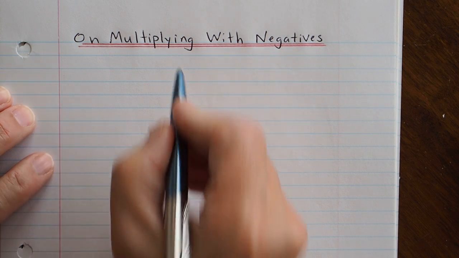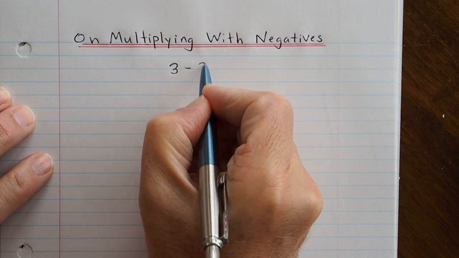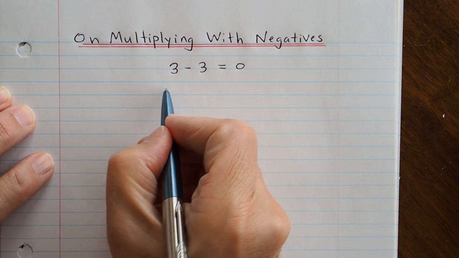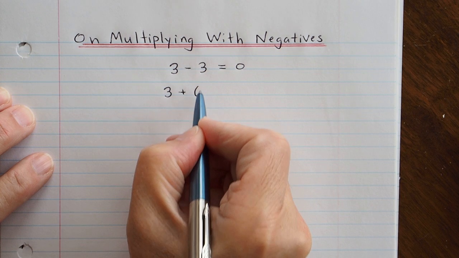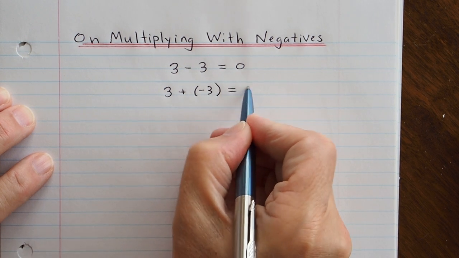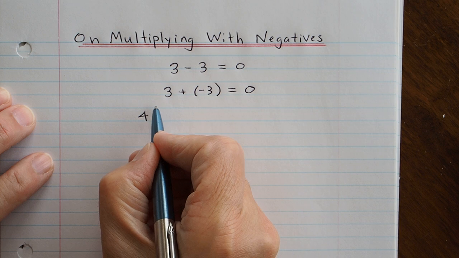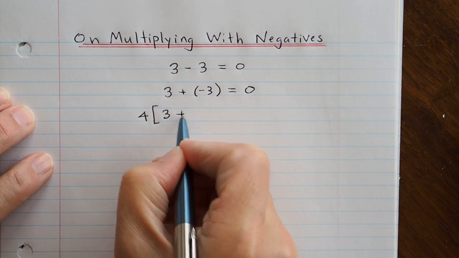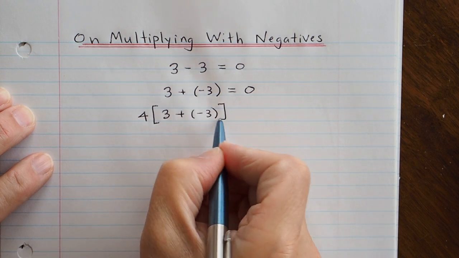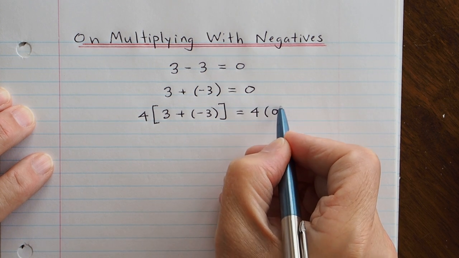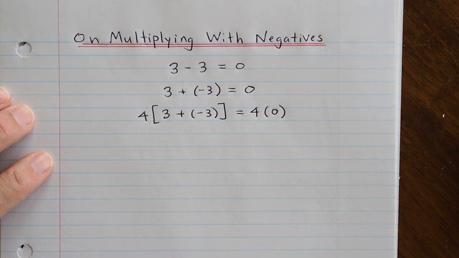And we start here. Do you agree that 3 subtract 3 is 0? That's pretty clear. Let's work with this. That means that 3 plus negative 3 would be 0. And now I'll multiply on both sides by a positive number, like 4, for example. So the left side would be 4 times 3 plus negative 3 equals, and I'm required to multiply on the right side by 4 as well.